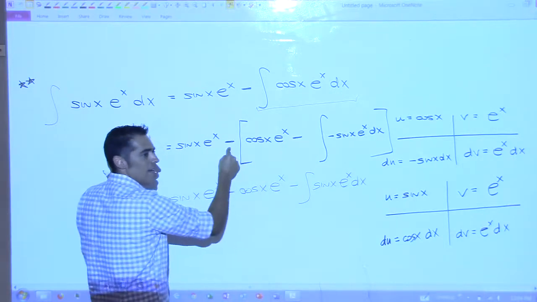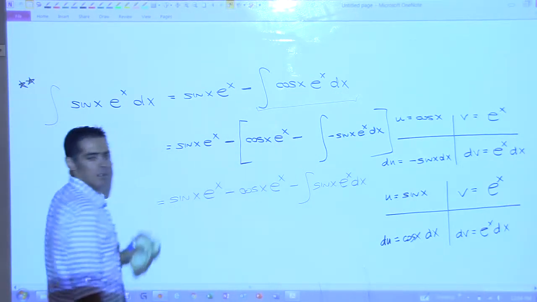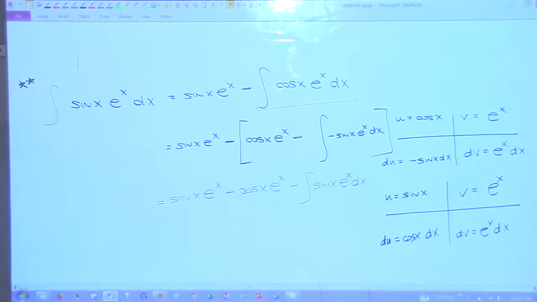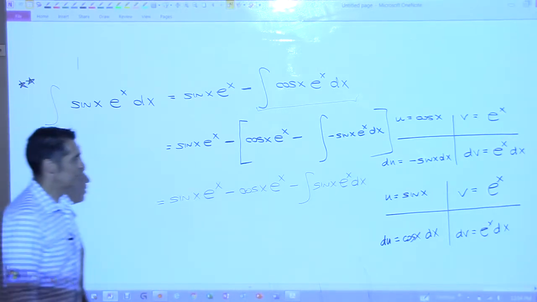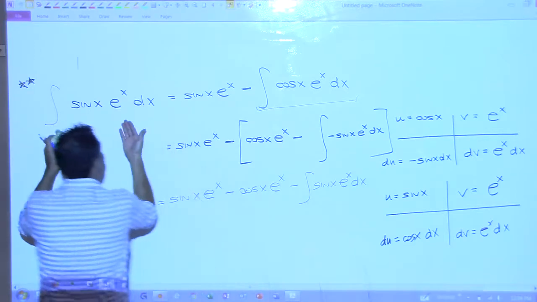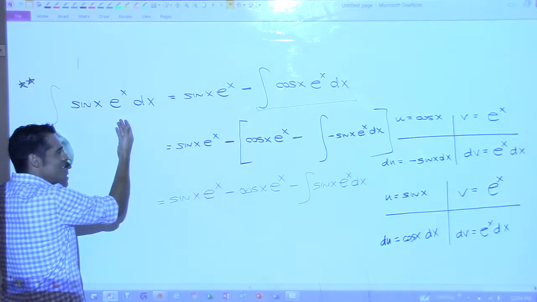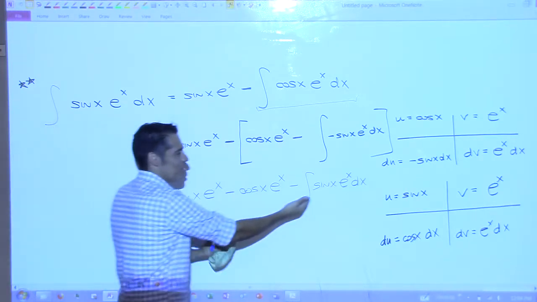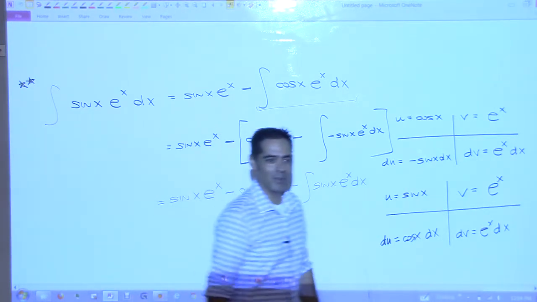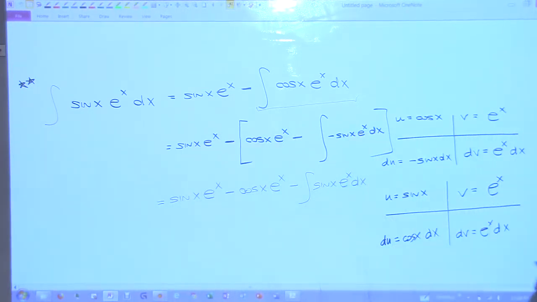And we have to pass that negative through. All right, we all good? So look, we started out with this. We've done integration by parts twice. And now our new integral has what we're looking for again. Do y'all see it though?